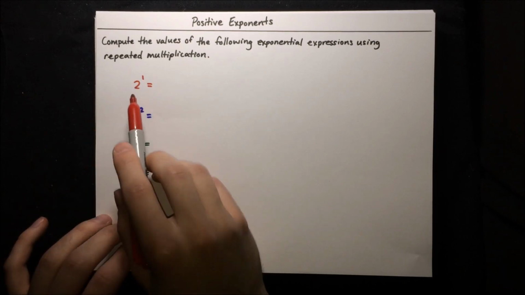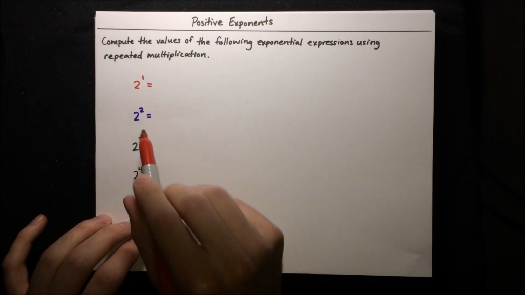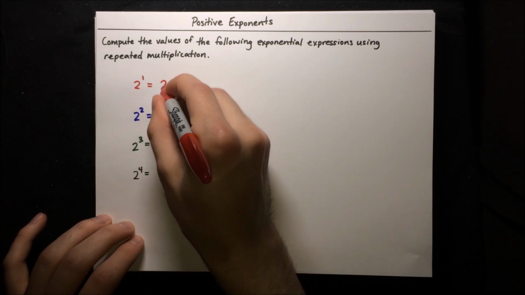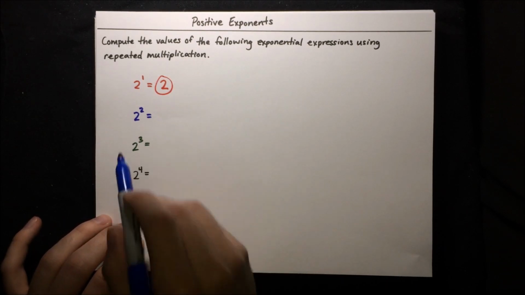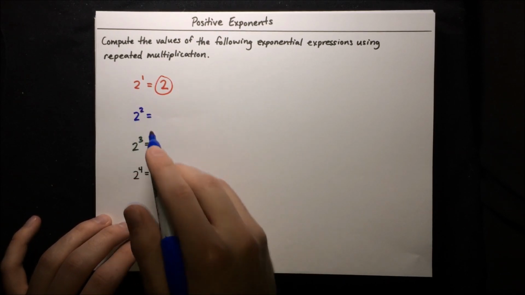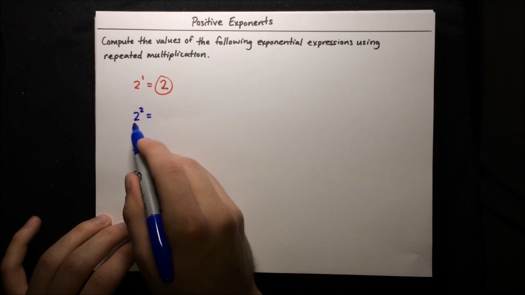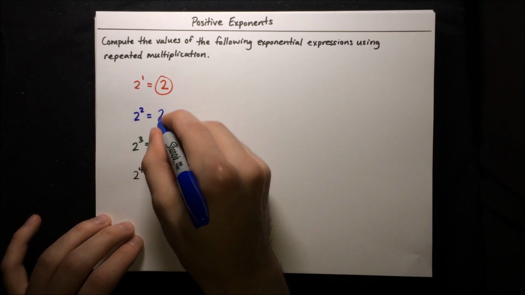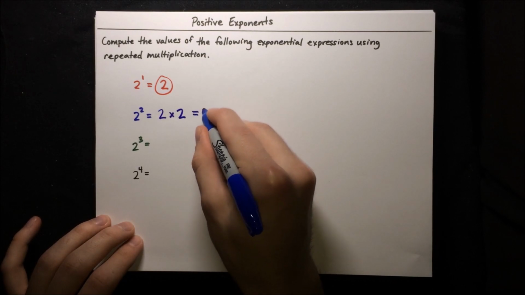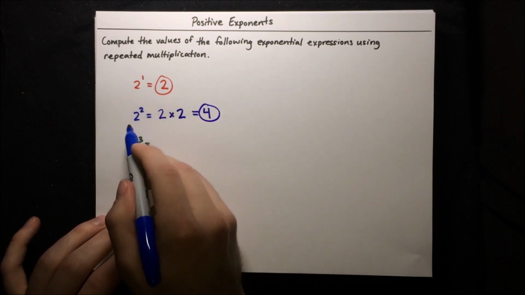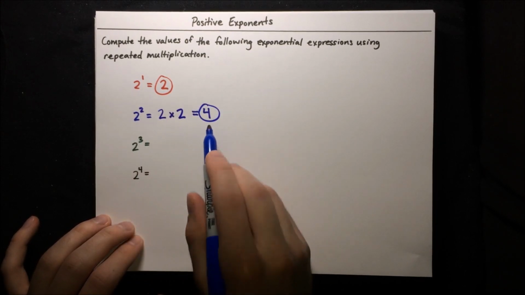The first one is pretty simple. 2 to the first, that just means multiply 2 by itself one time. So that's just 2. 2 to the second power, on the other hand, says to multiply 2 by itself 2 times. So 2 times 2. And 2 times 2 is just 4. So 2 to the exponent of 2 is just 4.